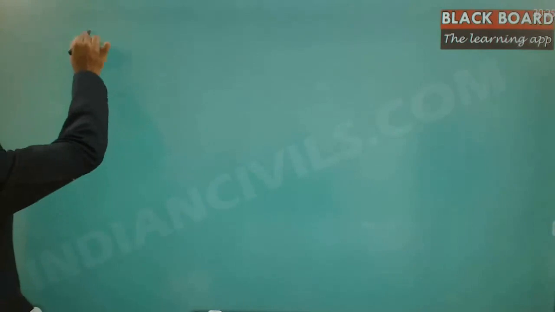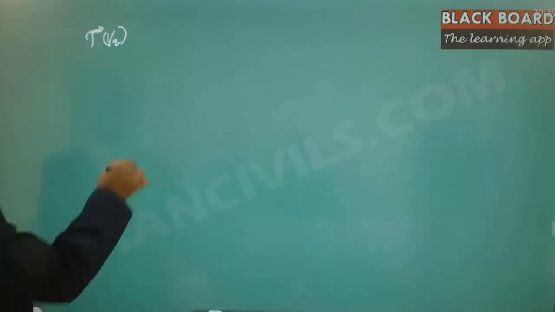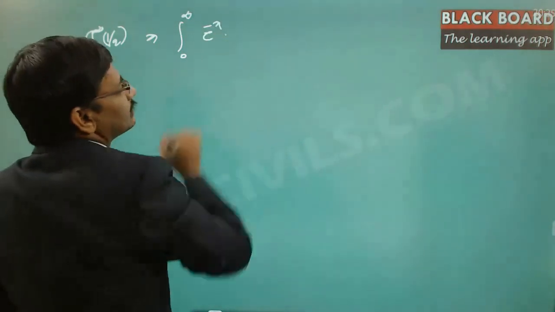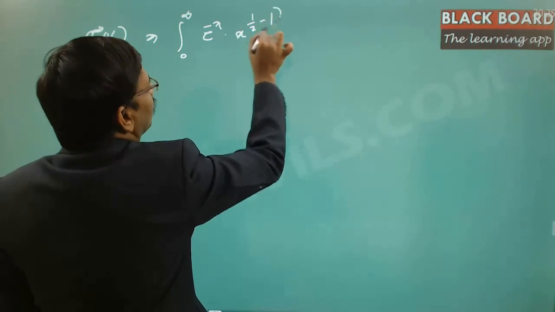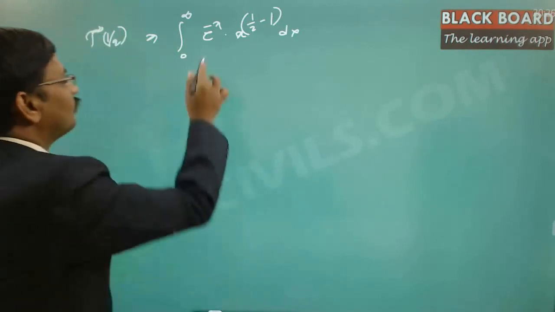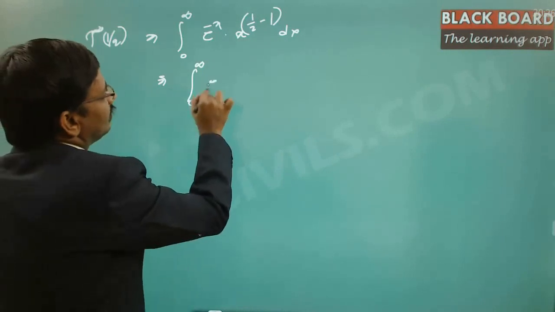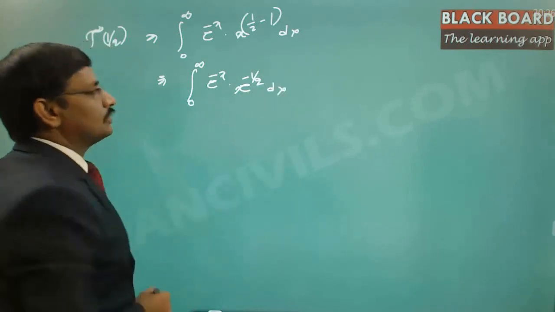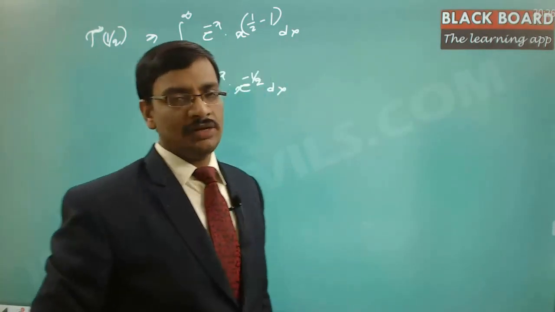Now let us say gamma of 1 by 2, if you take it, then this is going to be the integral from 0 to infinity of e power minus x into x power n minus 1, where n is 1 by 2, so 1 by 2 minus 1, into dx. Now this is the gamma of 1 by 2 value, and it can be expressed as the integral from 0 to infinity of e power minus x into x power minus 1 by 2 into dx. Now we have to solve this integral value.